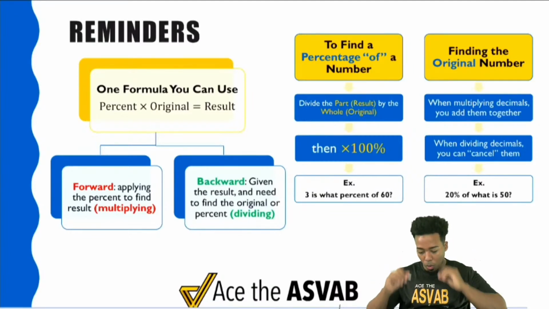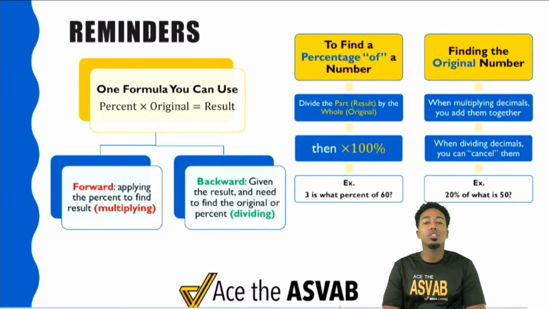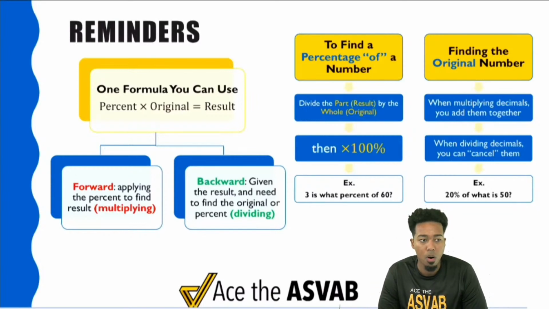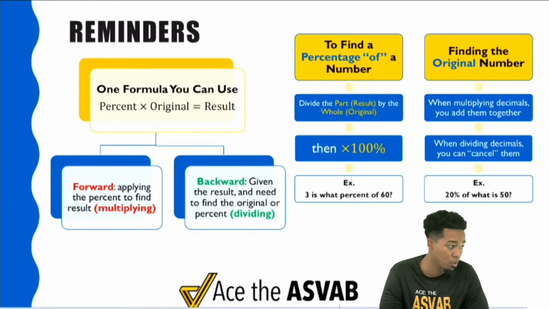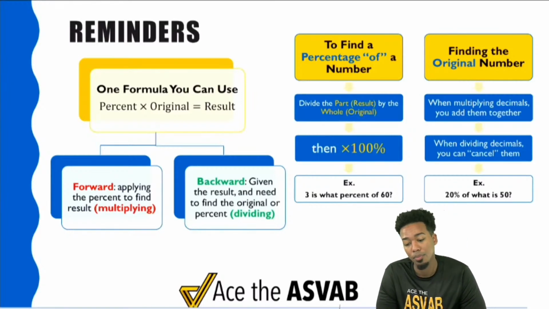So, question, everybody: which one are we taking the percent of? The original number or the result? Which one are we taking the percent of? Right, it's going to be the original. We're always taking the percent of the original.